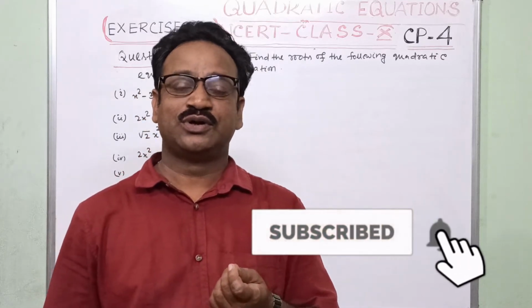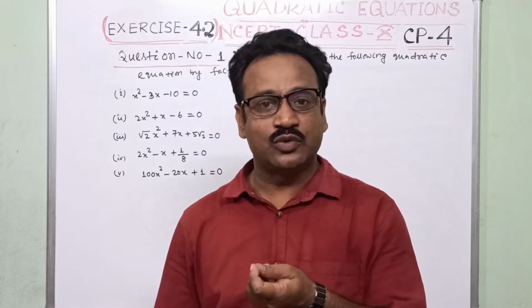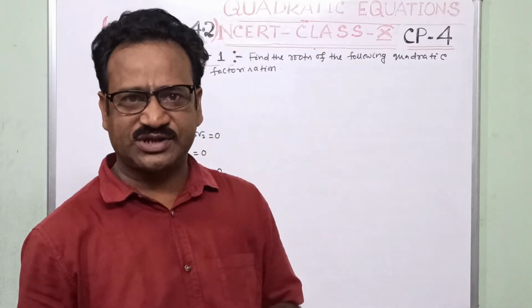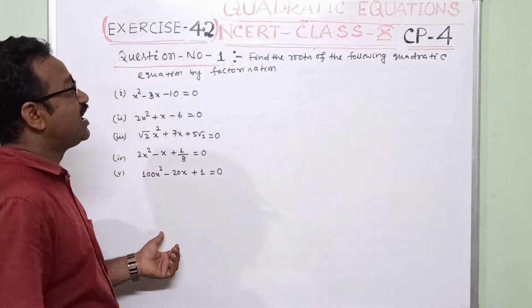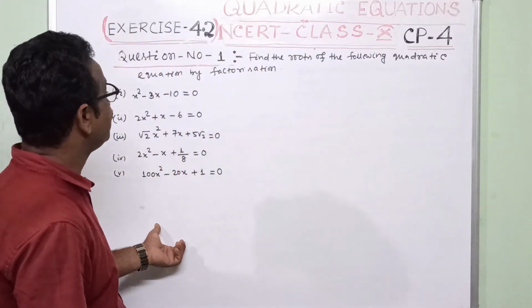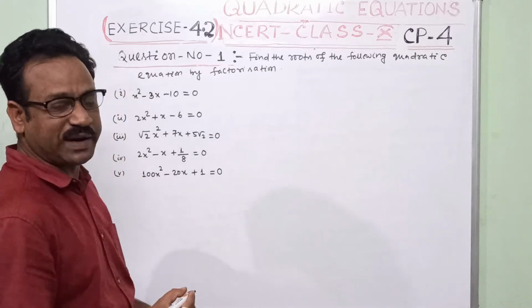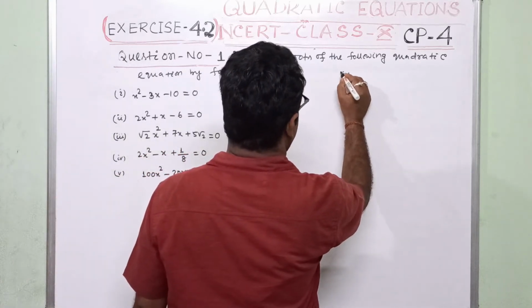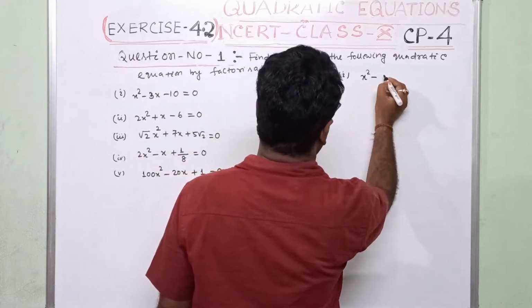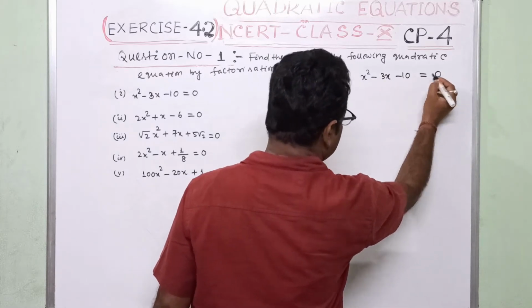Now we'll move to exercise 4.2, and there different types of questions are there. Let us see question number 1. Find the roots of the following quadratic equations by the method of factorization. So first, part I: x square minus 3x minus 10 is equal to 0.